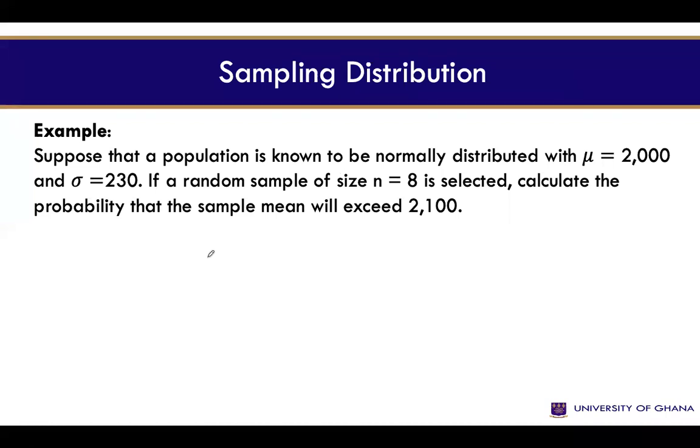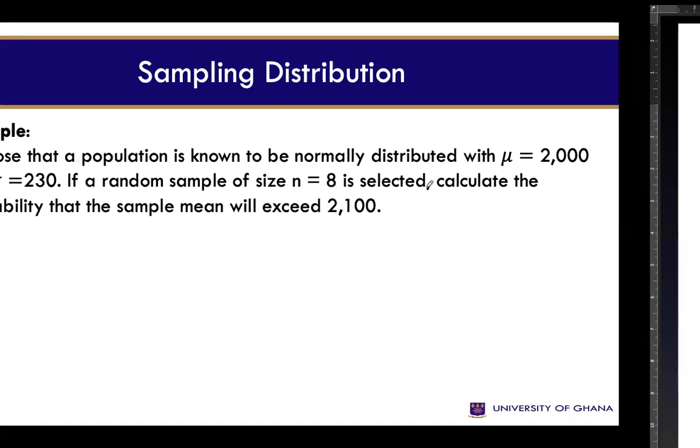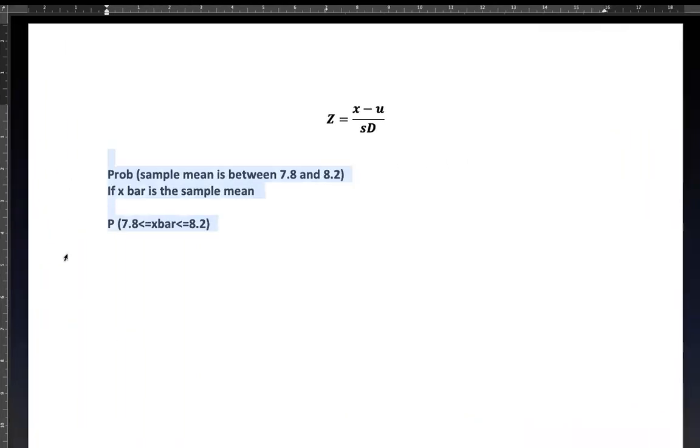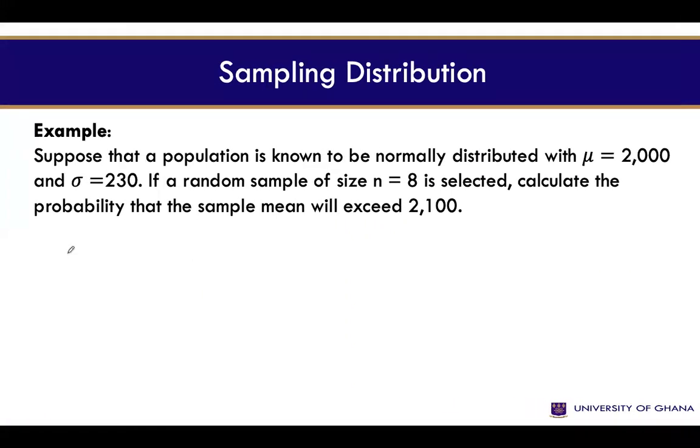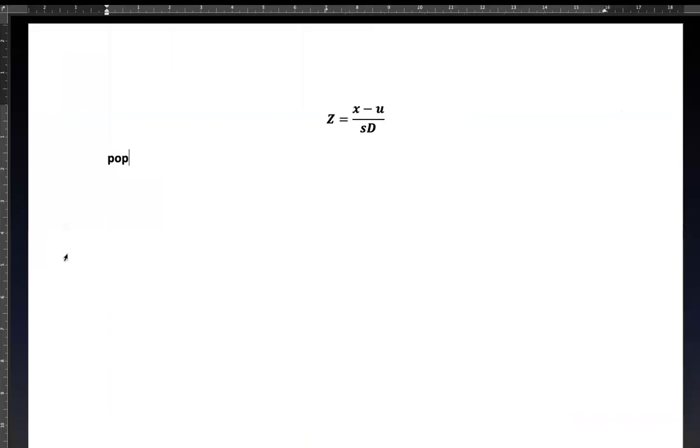Okay, Maureen. Suppose that a population is known to be normally distributed with mu of 2000 and standard deviation of 230. If a random sample of size n equal to 8 is selected, calculate the probability that the sample mean will exceed 2100. Okay, so let's get the data and the information that we need. What's the population size? Okay, we don't even need the population size. What's the population mean? 2000. What's the population standard deviation?